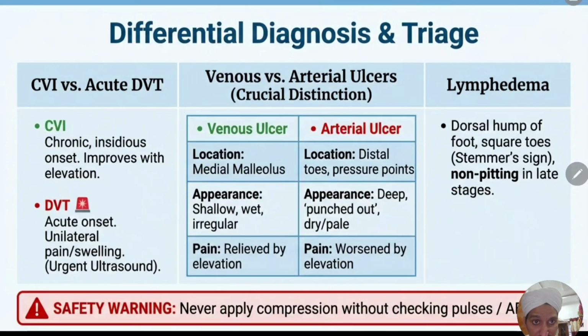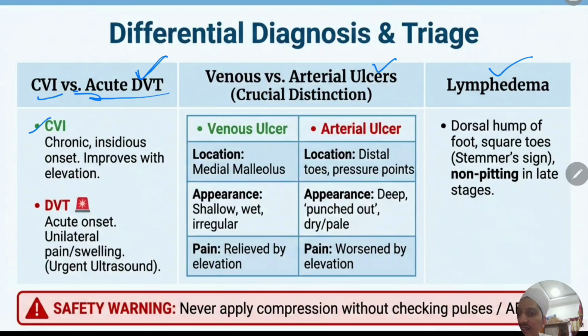So what are the differential diagnoses, and how to triage the patient? You should differentiate it from acute deep venous thrombosis, from peripheral arterial disease, and from lymphedema mainly. But if there is an ulcer, then you should differentiate from arterial ulcer. So first we will see how you will differentiate it from acute deep venous thrombosis.